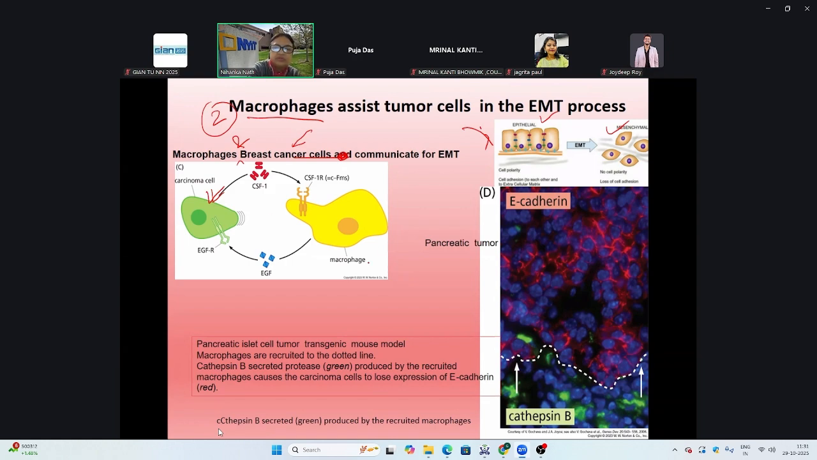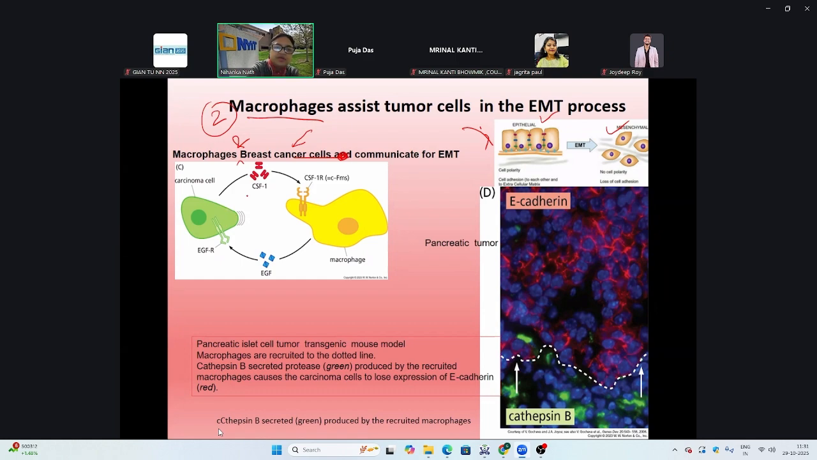Let's not talk about the genetics here or anything. So this is your breast cancer cell, and this is your macrophage. The macrophage is supposed to try to destroy these cancer cells, but no, the macrophage here sends out the breast cancer cell. Sorry, let's just wipe this out.